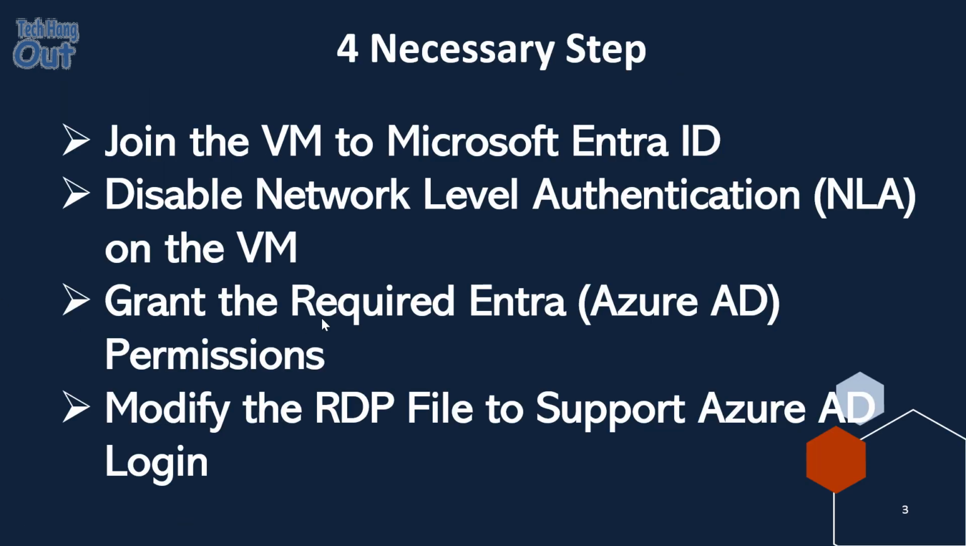In this tutorial, we are going to go through 4 steps to be able to achieve this. The first step is to join the VM to Entra ID, which I'm going to show you briefly. The second one is to disable network level authentication in the VM. The third step is to grant the required Entra ID permission. And the fourth step is to modify the RDP file to support Azure login.